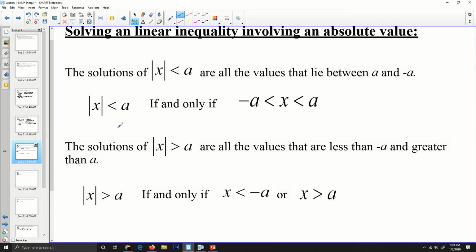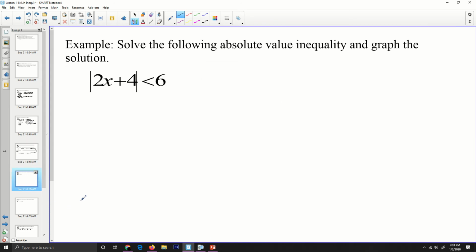So whenever we see an absolute value inequality that looks like this, we're going to set up the compound inequality to solve. And that is for both this one and that one as well. So let's do a couple of examples of that.